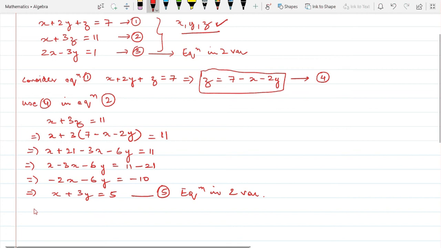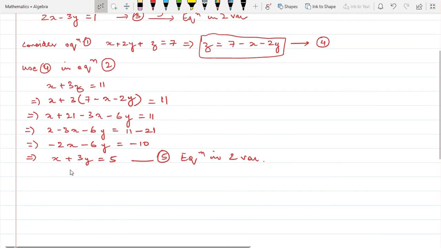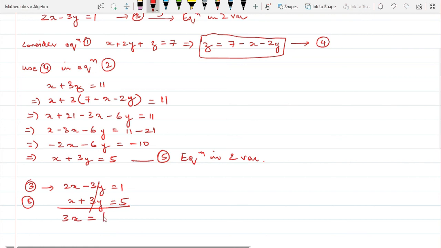What is my equation 3? Equation 3 is 2x minus 3y is equal to 1. And what is my equation 5? My equation 5 is x plus 3y is equal to 5. If I add these two equations, the 3y part gets cancelled and I get 3x is equal to 6, which implies x is equal to 6 by 3, which is equal to 2. So my first solution is x is equal to 2.